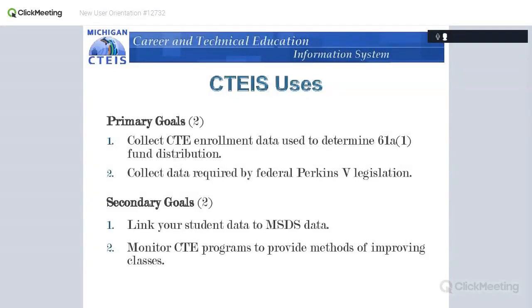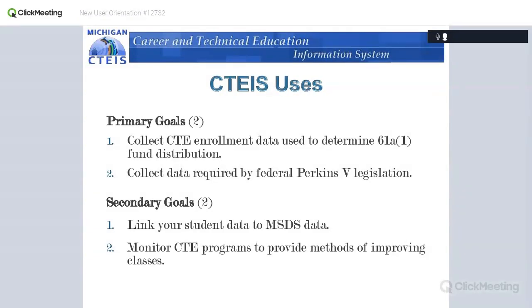So we have two goals. One is to gather data for funding, and the other is to gather data for federal reporting. And sometimes you'll notice some of the oddities about CTIS and you say, well, why do we do it that way? And a lot of times it has to do with trying to serve one of these goals or the other, and very often they're not very complementary goals, and they make things difficult to try and get data both ways.